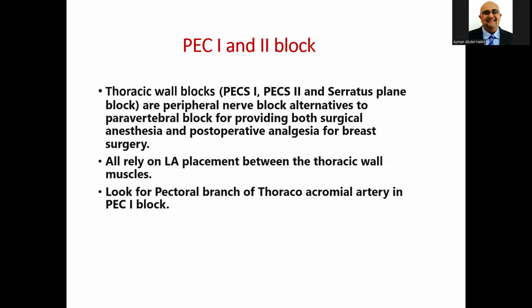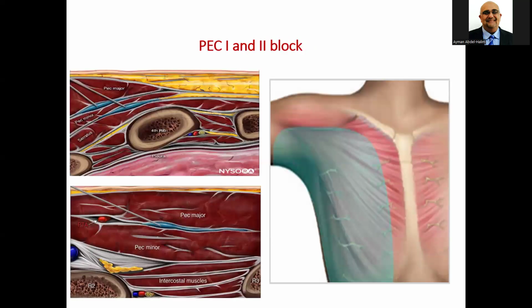As far as the PEC 1 and 2 blocks, you need to look for the pectoral branch of the thoracoacromial artery in the PEC 1 block. So when you do ultrasound guided procedures, you need to really think about structures that could help you find out where to put your needle. And usually this structure is a vessel. So these are basically PEC 1 and 2.